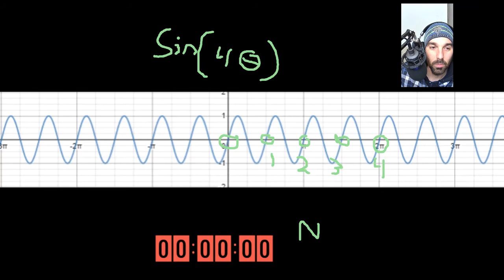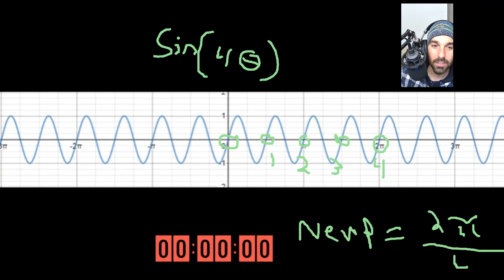Because what's really happening is my new period, or as I like to say, the noop. That's actually not what I like to say, but I'm going to make it something now. The noop, the new p, is our old p divided by 4. So it's my old period divided by 4, my new period.